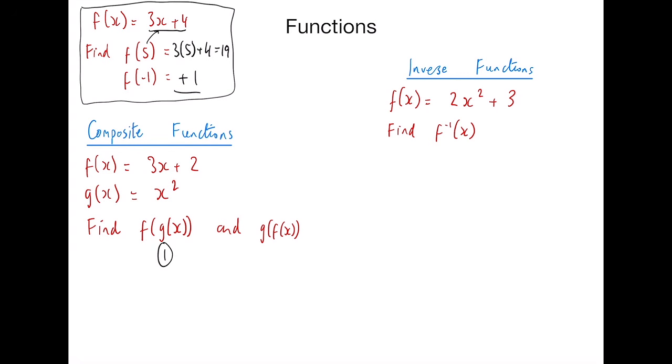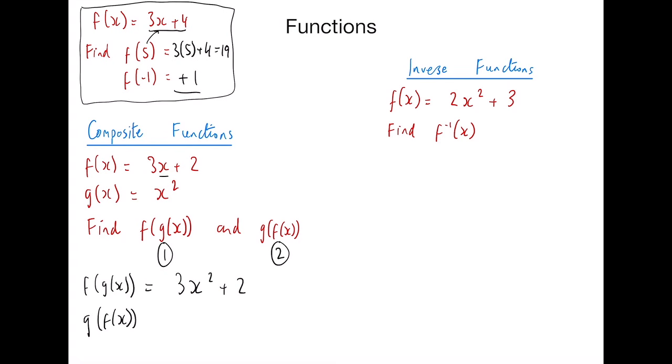So f of x is that, g of x is that. I'm going to label these two 1 and 2. So f of g of x, we need to substitute g of x into f of x wherever we see the x. So because g of x is just x squared, we're just going to substitute x squared wherever we see x. So it's going to be 3x squared, add 2, just like that.